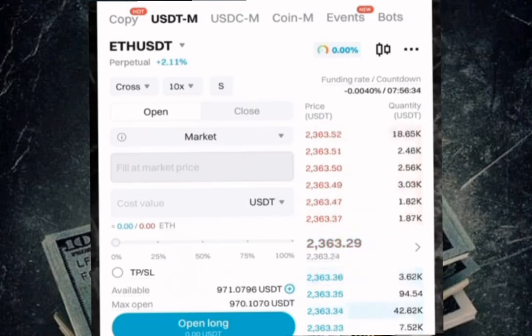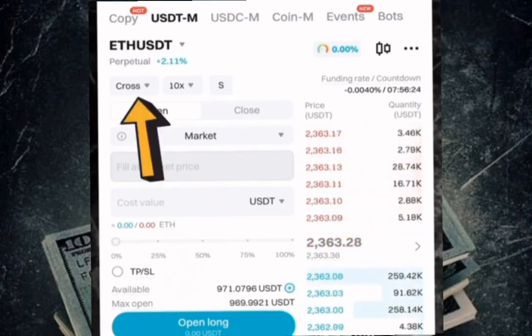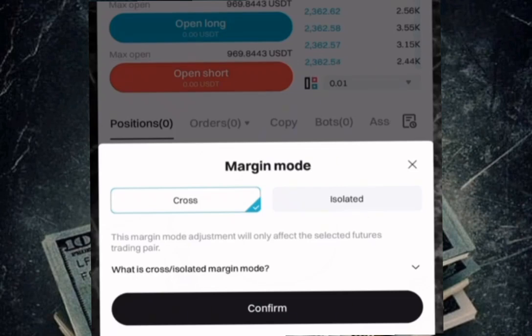Now, once you've selected the trading pair, the next thing is to select your margin. Now, there are two types of margin we have. We have cross margin and isolated margin. To see where you have your margin, you come right here under this trading pair, you see where you have cross and this drop down arrow. Just click on it. Once you click on it, it will bring out the two types of margin that you have. So we have two margin modes. Like I said, we have cross margin mode and we have the isolated margin mode.